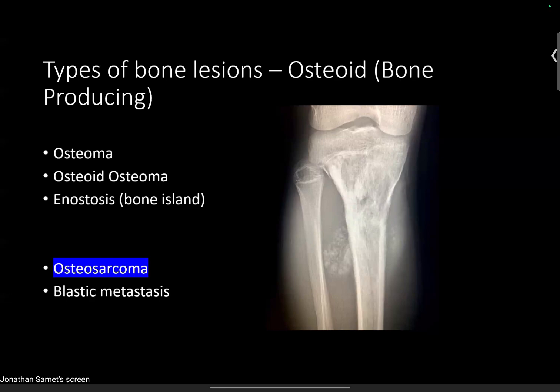Malignant osteoid lesions, of course, in pediatrics, the main one that we are worried about is osteosarcoma. It's a sarcoma that produces osteoid. And that's why in this example here, you can see there's a cloud-like ossification.